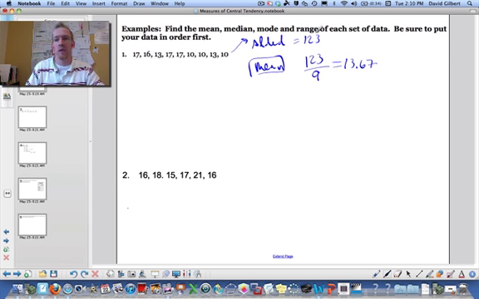For the mode and these other ones, you want to put them in order first. In order means from smallest to biggest. So there are three 10s, and I cross them off as I do them so I don't forget. There's 13. Oh, here's another one. And then the 16 is our next biggest. Hopefully those aren't too confusing looking. And then there are three 17s.